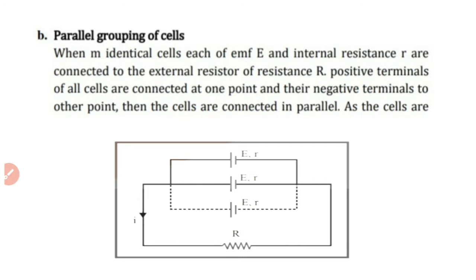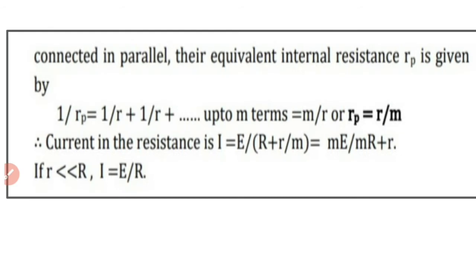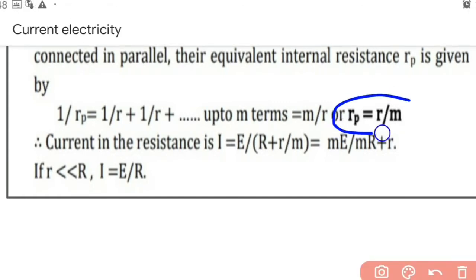Now, what about the current? We will analyze the current. Since the cells are connected in parallel, their equivalent resistance will be what? 1 by Rp is equal to 1 by r plus 1 by r up to m terms. So Rp is equal to r by m. So the internal resistance will be Rp equal to r by m.